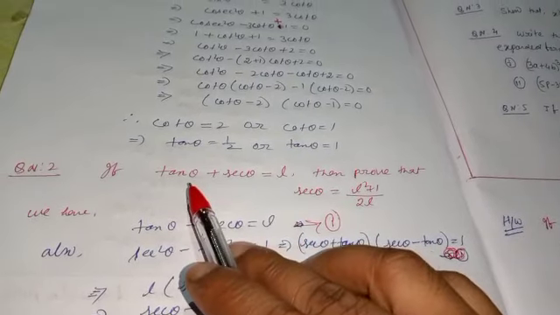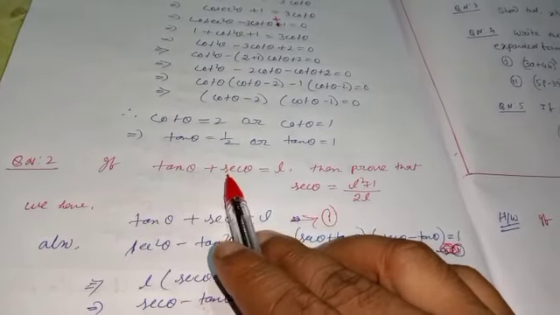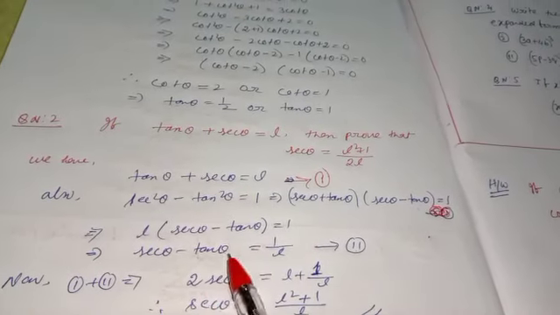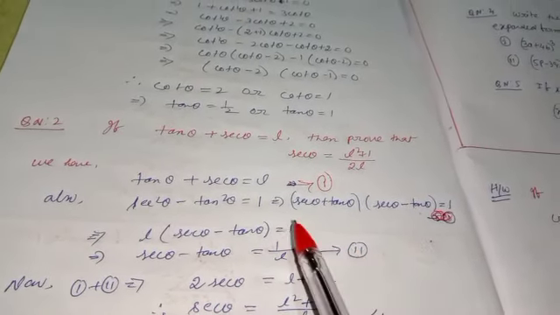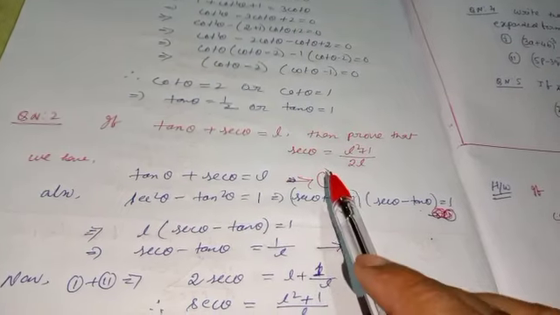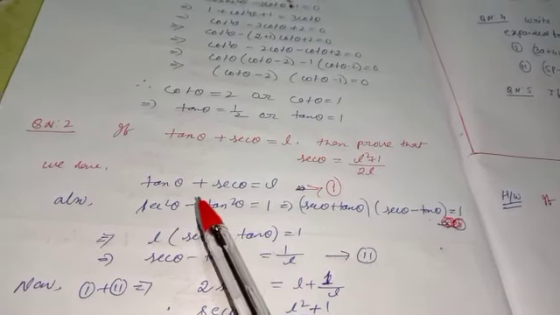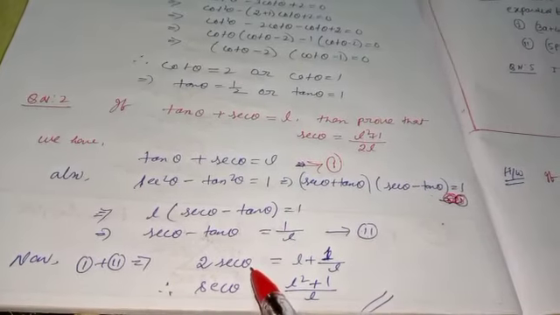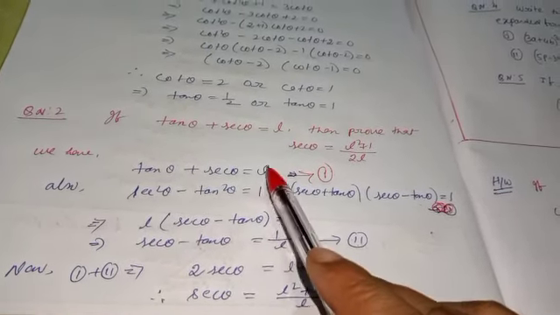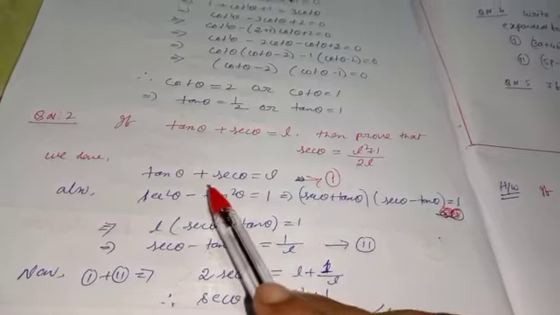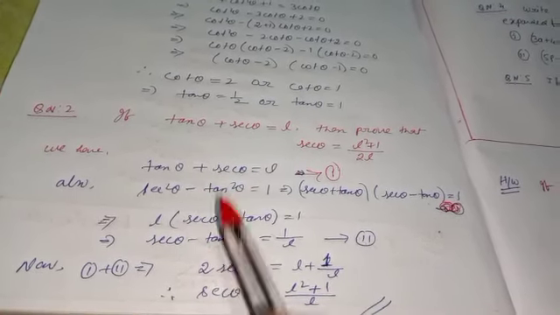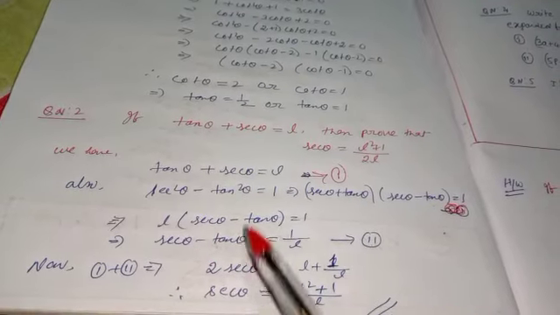This is number one: tan theta plus sec theta is equal to L. And sec theta minus tan theta is 1 by L. This is number two. When you add these two, 1 plus 2, you can see minus tan theta plus tan theta cancel. What is left? Sec theta plus sec theta, 2 sec theta.